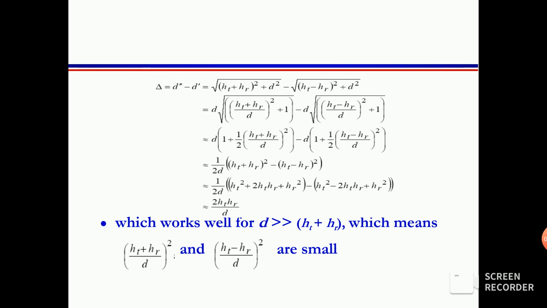Okay, so the path difference is d double dash minus d dash. If you solve, it is approximately equal to 2 ht hr by d. So once the path difference is known, the phase difference theta delta between your two electric field components and the time delay tau d between the arrival of the two components can easily be computed.